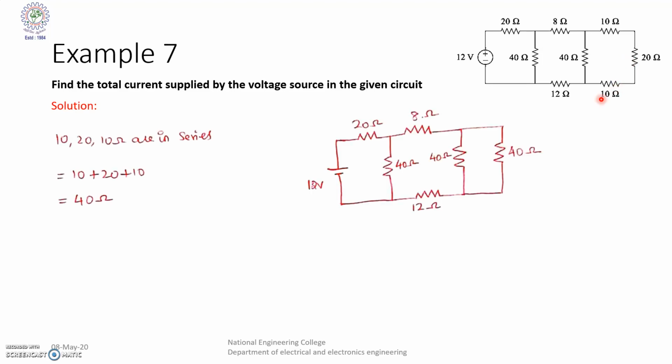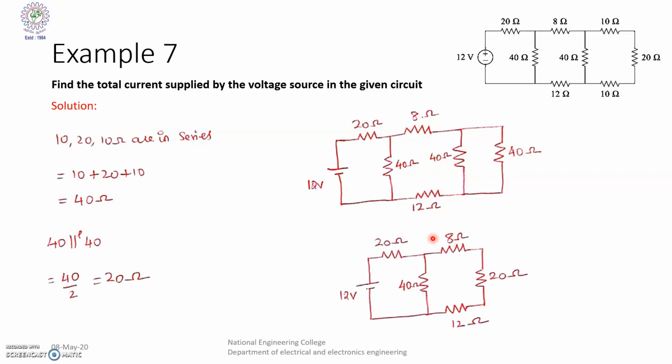So then the diagram becomes like this. So these three branches cannot be a single branch. So here the 40 ohm and 40 ohm are both in parallel. So 40 by 2, the answer will be 20 for this. So the circuit will become like this one. So these two branches are replaced by 20 ohm.